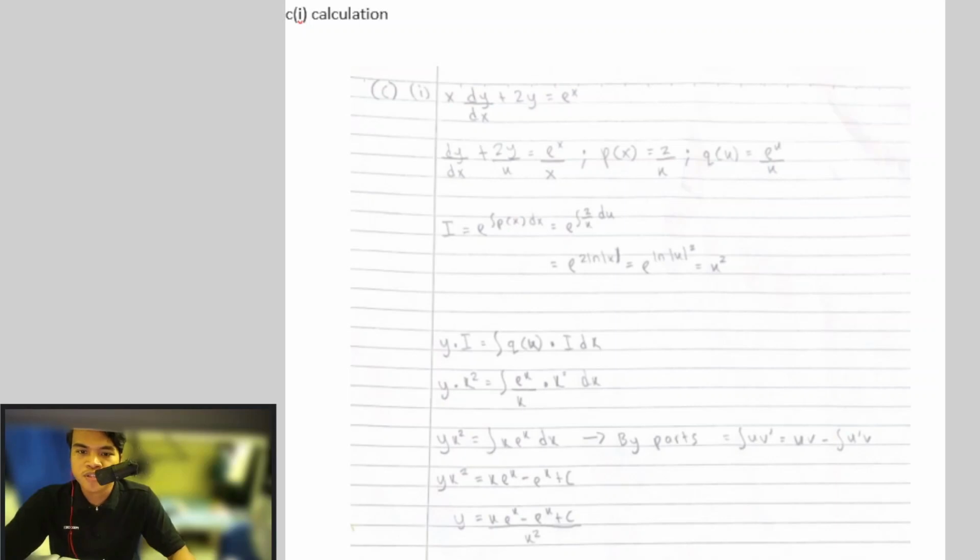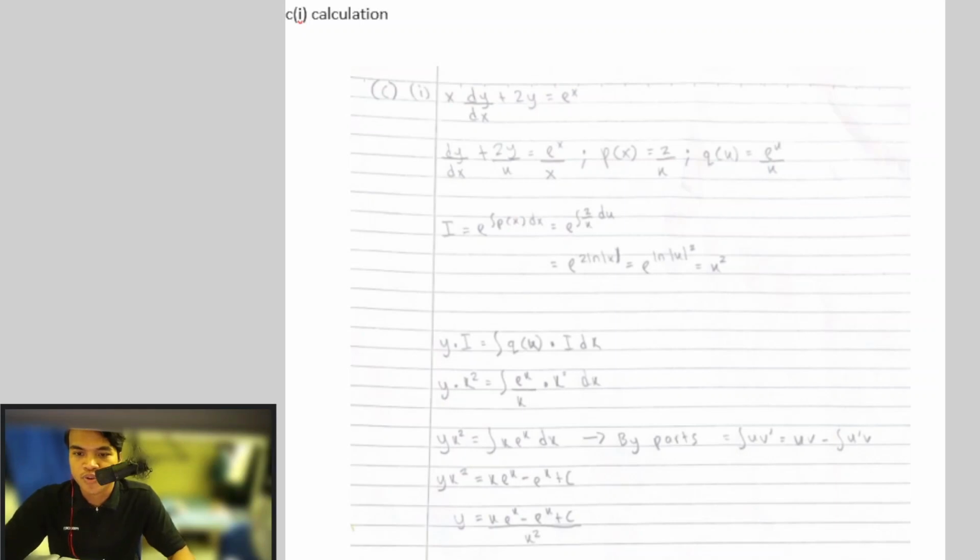After that, we use the integrating factor formula I equals e to the power of the integral of p(x) dx. We replace p(x), and we get e to the power of the integral of 2 over x dx, and we integrate and get x to the power of 2.